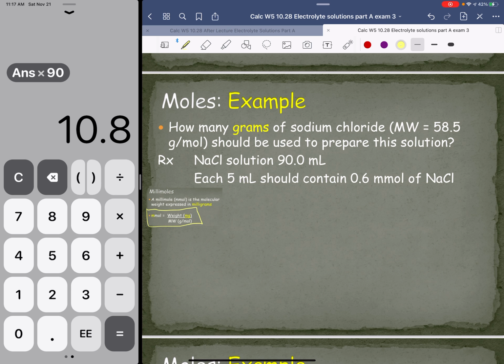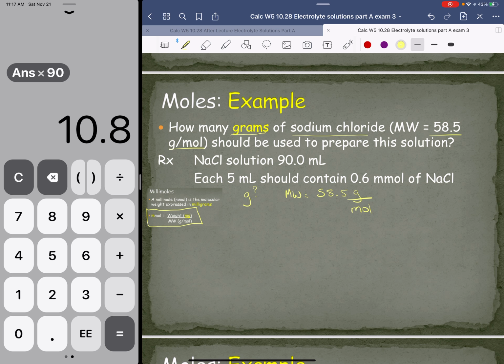And this question says, how many grams of sodium chloride? So I know that I'm looking for grams, and I'm going to write that down so that when I come back to it and have to put my answer in during the exam, I know I'm looking for grams of sodium chloride. The molecular weight is 58.5 grams per mole, and I need to find out how many grams I need to prepare the solution.